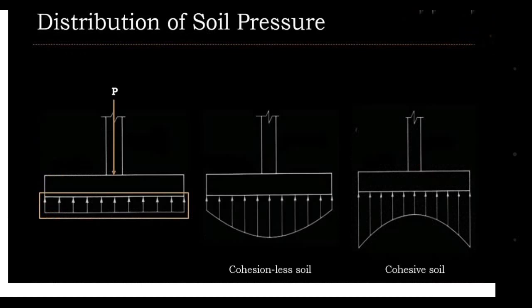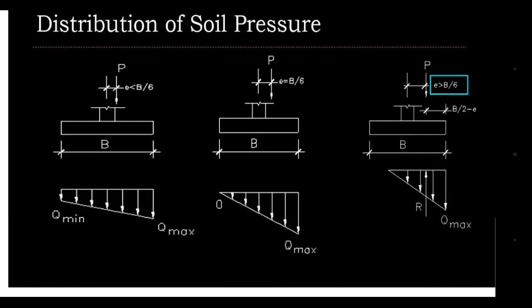Now we talk about distribution of soil pressure. When load P is applied on a footing, the soil distributes it uniformly from the downward side to keep the structure stable. In cohesionless soil, the value is maximum at the center, and in cohesive soil the value is maximum at the ends. When the load is not concentrated, eccentricity is generated. If e is less than B by 6, it forms a trapezoid. If e is equal to B by 6, it forms a triangle, and at one end its value is 0. If e is greater than B by 6, it forms a triangle, and reaction force R is in the opposite direction to the load P.